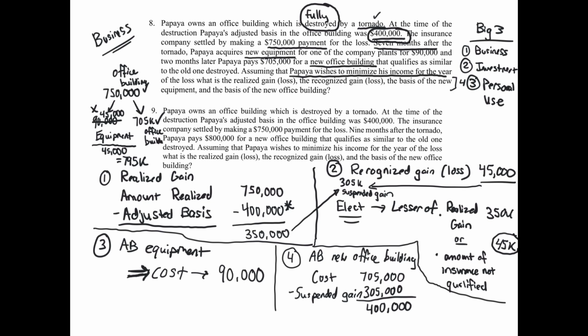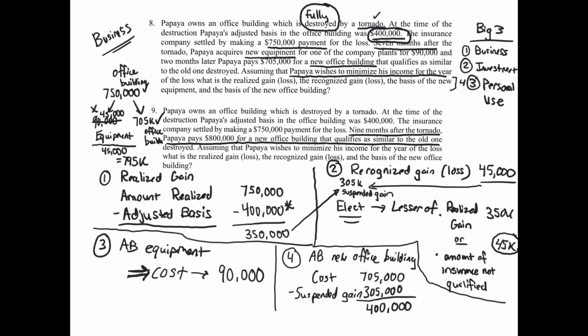Let's do problem 9. So this is what changes in problem 9. In problem 9, it's pretty much identical, except now Papaya only buys one asset. So at this point is where it changes. 9 months after the tornado, Papaya pays $800,000 for a new office building that qualifies as similar to the old one. Destroyed. So there's no equipment in this one. We don't have to worry about equipment.